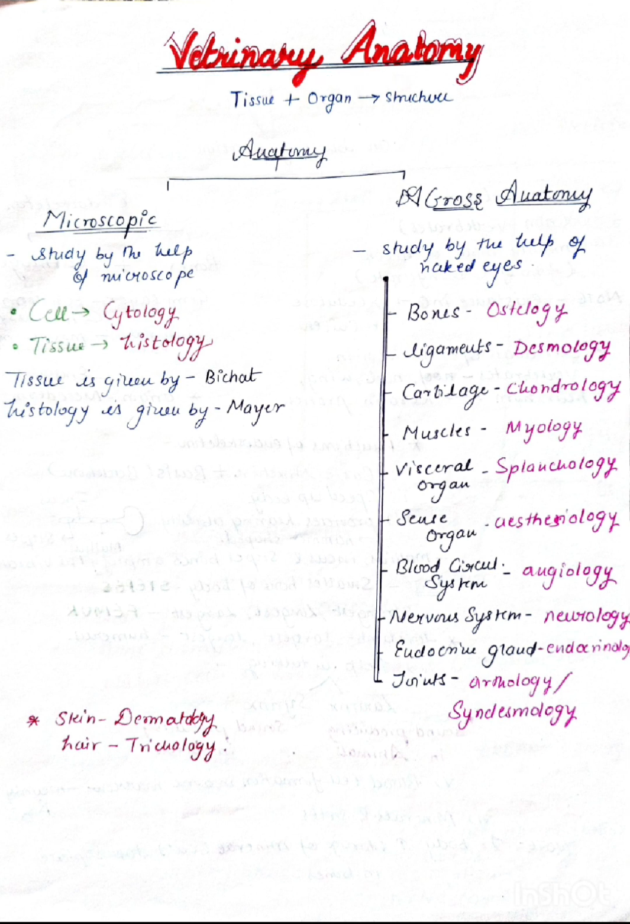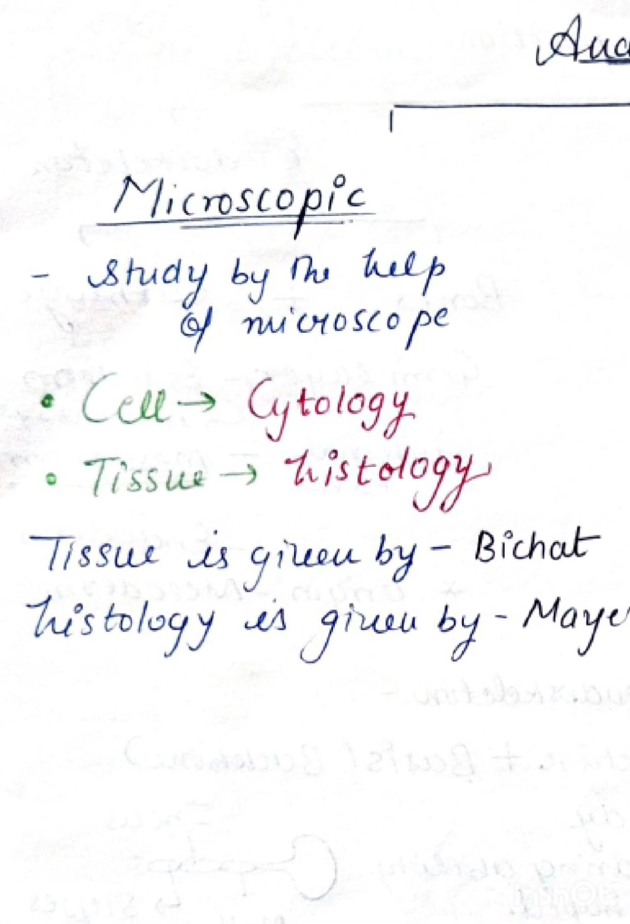Veterinary is related to animals, and anatomy is the basic study of tissues and organs. We can divide it into two parts, microscopic and gross anatomy. Microscopic anatomy is related to the microscopic structure and study of organisms, like cells and tissues, which can only be observed by microscopic view.